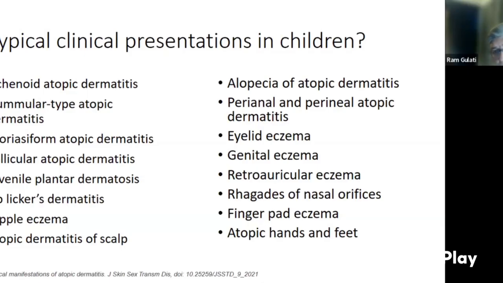Retroauricular eczema, I think we have already gone through. Raggeds of nasal orifices is another one which has been reported, and it is just a dry area around the nasal orifices that is seen. We really don't know what the etiopathogenesis of the raggeds of nasal orifices is, but one has to think in terms of something they are putting in these areas which is causing a contact reaction, or it is just part and parcel of the atopic eczema.